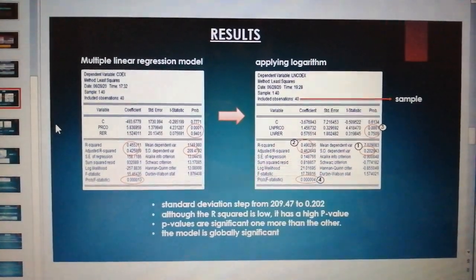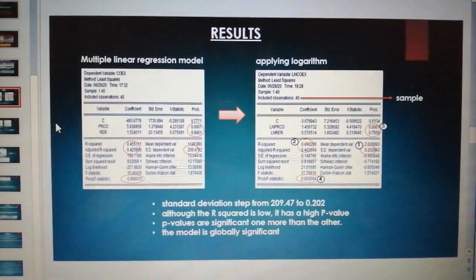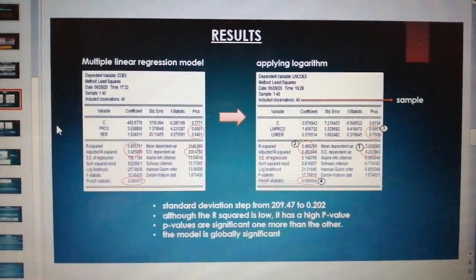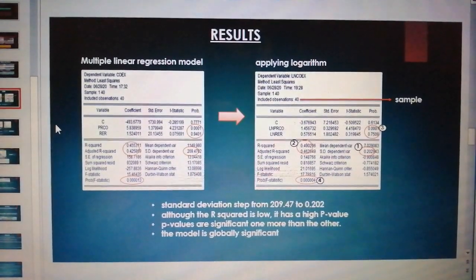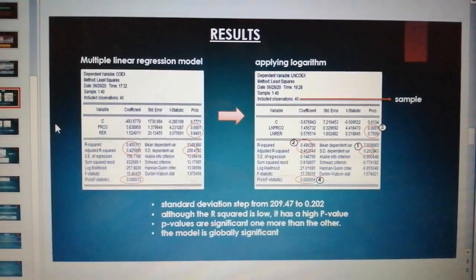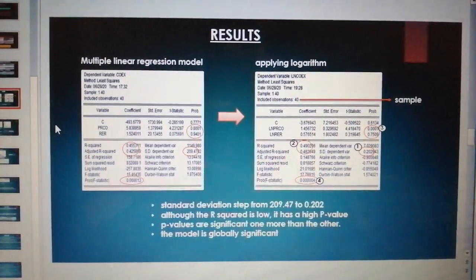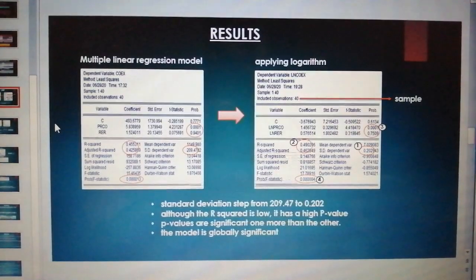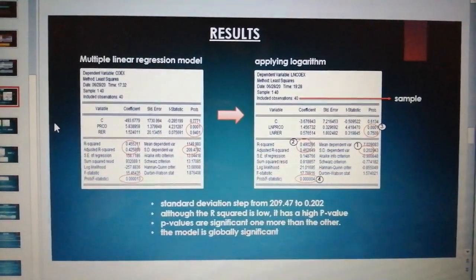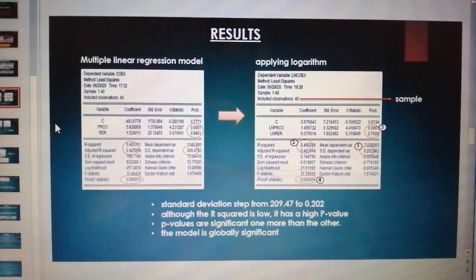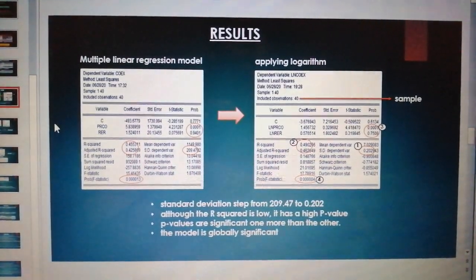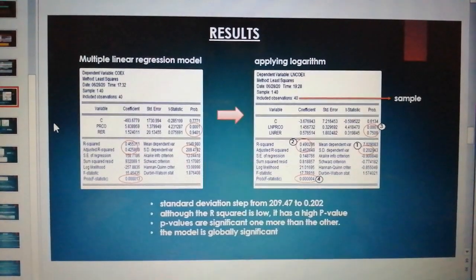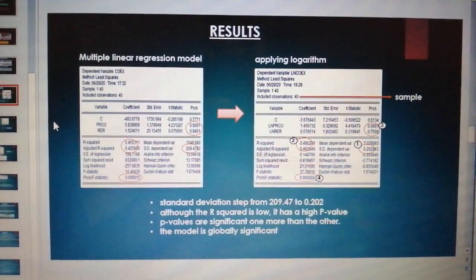Result. We use the multiple linear regression model and analyze it in software. Here we observe two regressions. The first has a standard deviation for the dependent variable of 209.47, which means that the variance is very high. To eliminate the variance and give stability to the regressors, we apply a logarithm to each variable to give stability to the model.